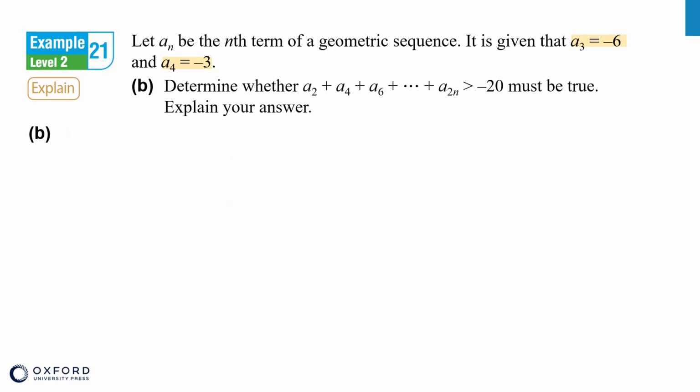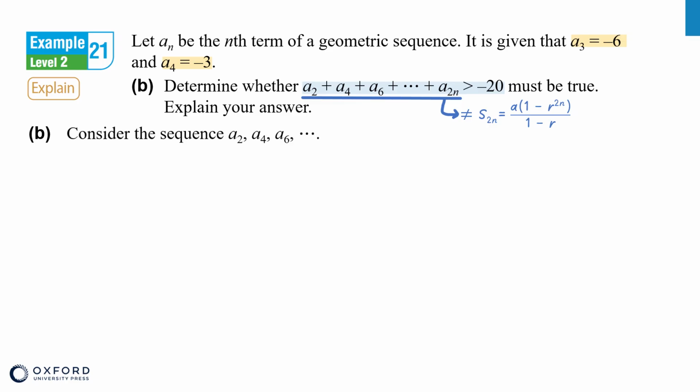Part B. We need to determine whether the sum of A2, A4, A6, and so on, until A2n must be greater than -20, and explain the answer. Can we use the summation formula to express the sum of the first 2n terms and find the answer? You must notice that the required sequence only includes the even-numbered terms, so we can't apply the summation formula directly.